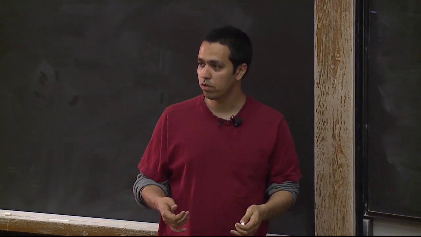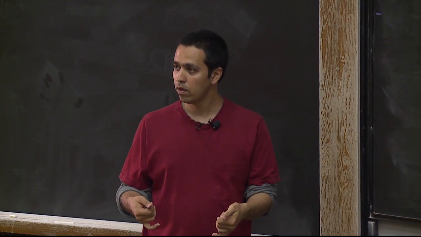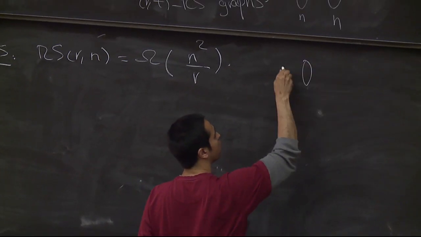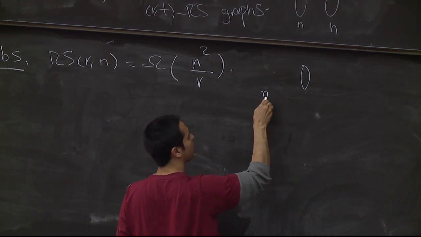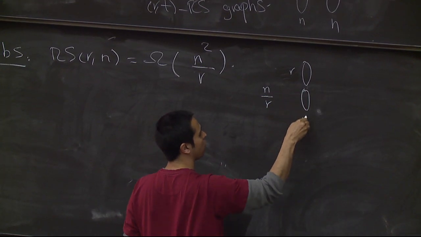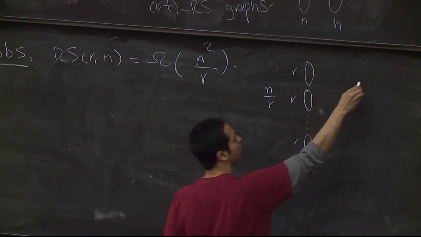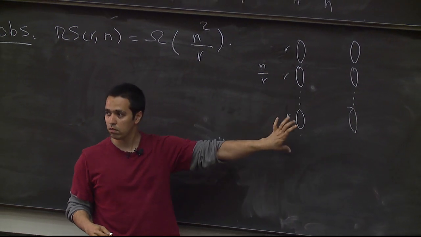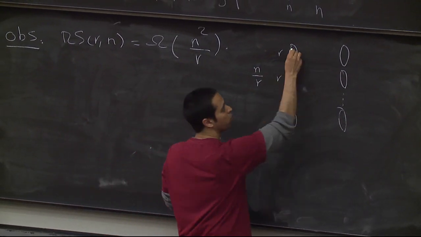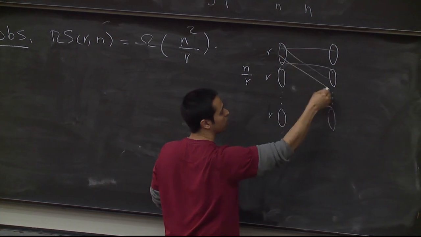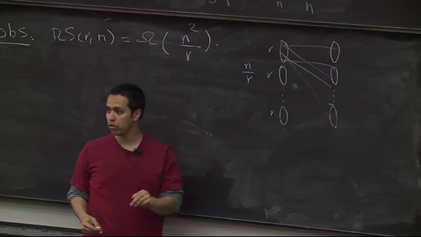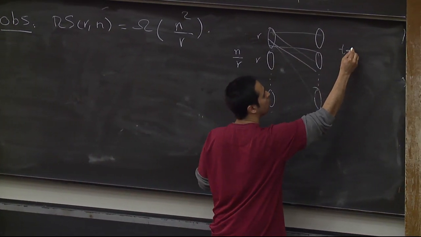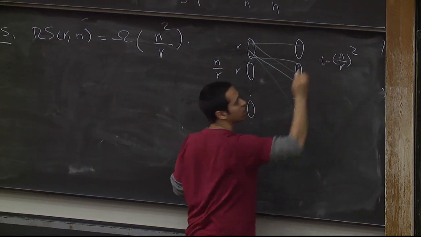Disjoint matchings. So put, let's say, N over R groups here. Each of them has size R. So R vertices, R vertices, R vertices, N over R groups. Put a perfect matching here, perfect matching here, and so on and so forth. I have N over R of them, so here T will become N over R squared. You agree?